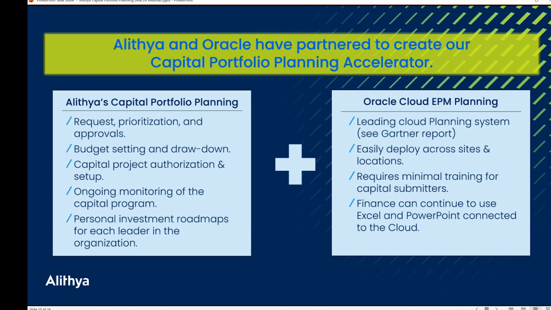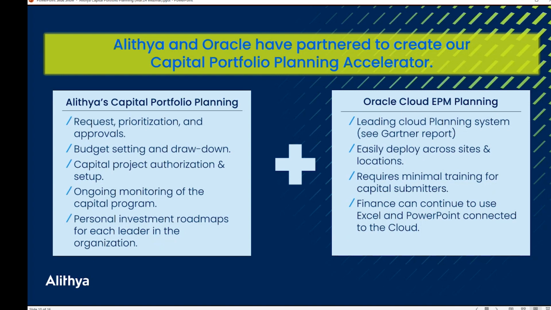Now we have this repository of information that the organization can go and mine and say, hey, it looks like we could do some things faster. We're going to have to raise funds to fund all of these different projects, or really sort of look at what's coming down the road from a CapEx perspective more strategically. So Alithya provides the business content, and Oracle provides the cloud-based planning technology.